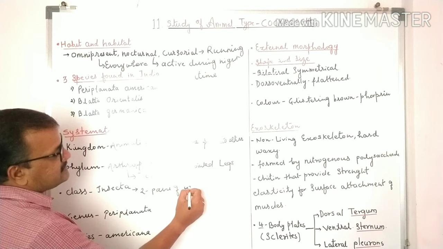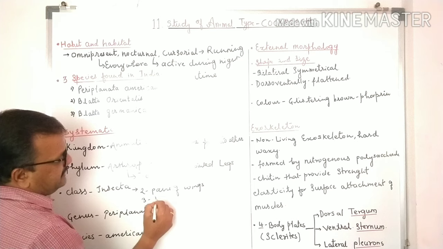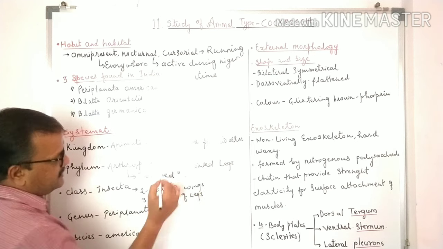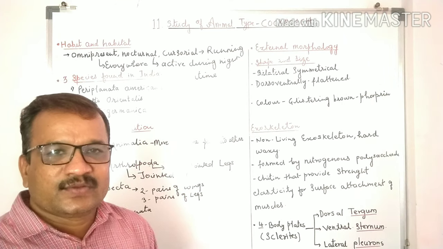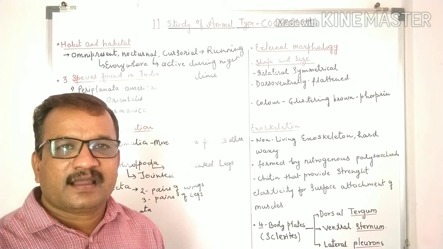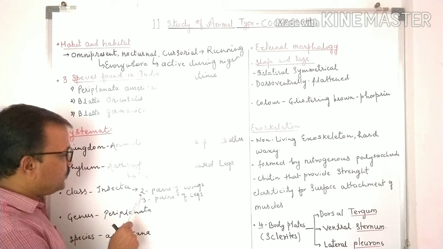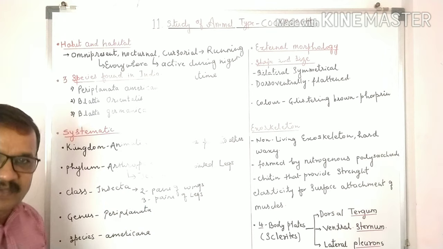Two pairs of wings and three pairs of legs. So, all the insects which have the class Insecta will have two pairs of wings and three pairs of legs. This you have to keep in mind.